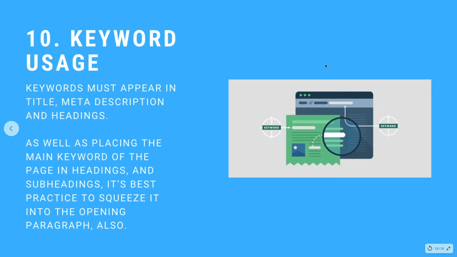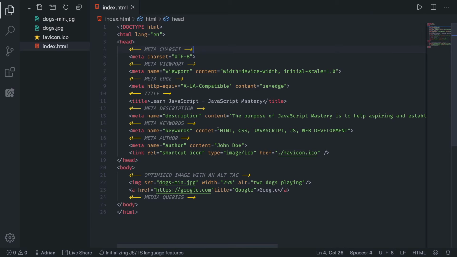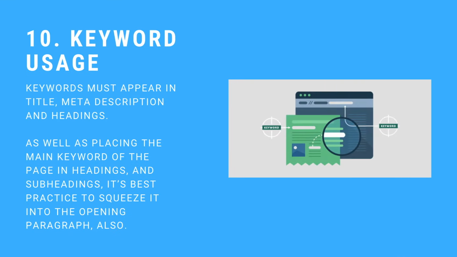And the last tip is keyword usage. So if you're creating a website for a client and he doesn't yet know what he wants to put on the website, make sure that keywords appear in a title, meta description, and headings. So if the website is about, let's say, JavaScript, as we said right here, we need to use the main keywords across all the website. So they need to be used inside of the content, the keywords, description, title, even the URL or the domain name. We need to place the main keywords in headings, subheadings, and basically anywhere where we can squeeze it.